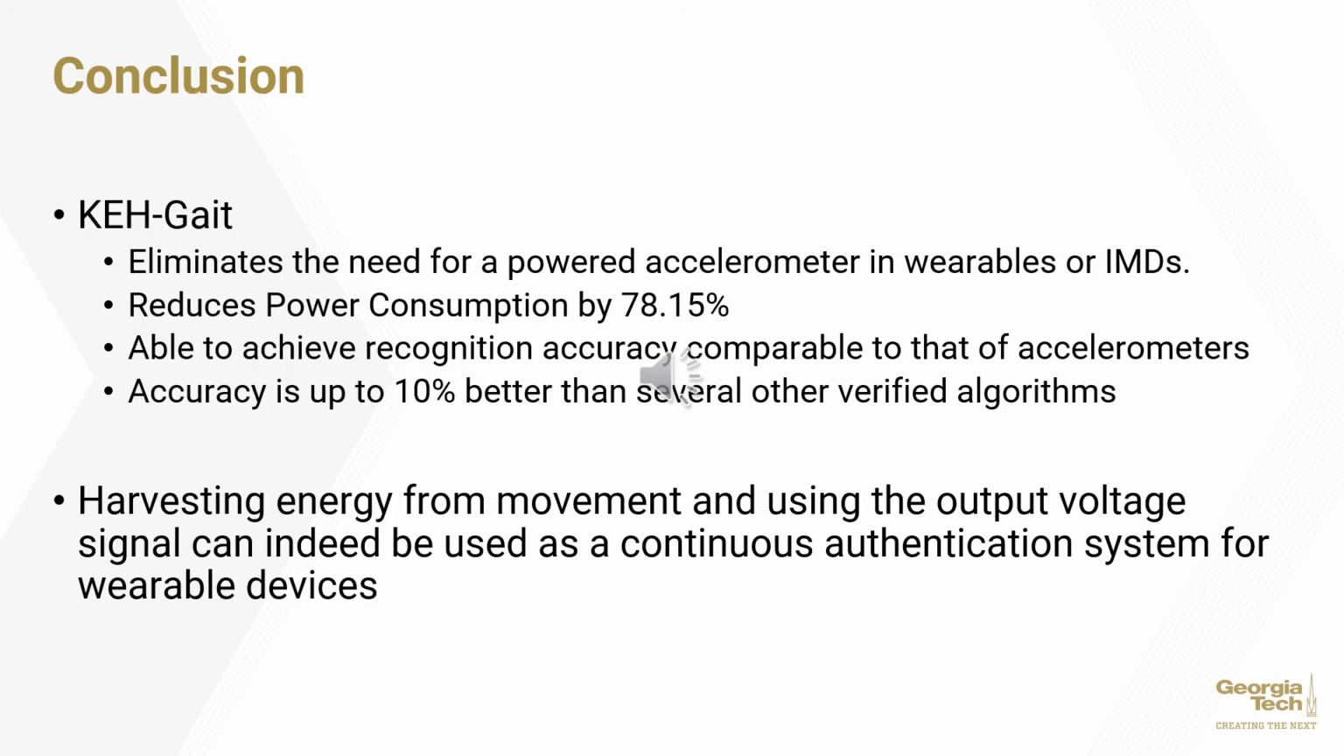In conclusion, KEH-Gait can eliminate the need for a powered accelerometer in wearables or embedded medical devices. It can reduce the power consumption needed to detect a user's gait by up to 78.15%. It's able to achieve a recognition accuracy comparable to that of accelerometer-based systems. In fact, it can be up to 10% more accurate than several other verified algorithms. The results are clear. It is feasible to harvest movement energy from a user and use the output voltage signal as a continuous authentication system for wearable devices.